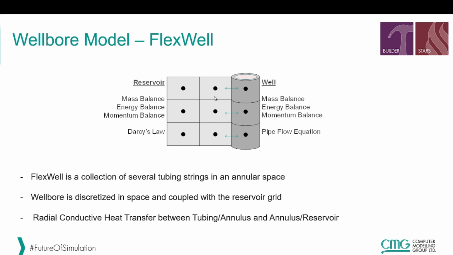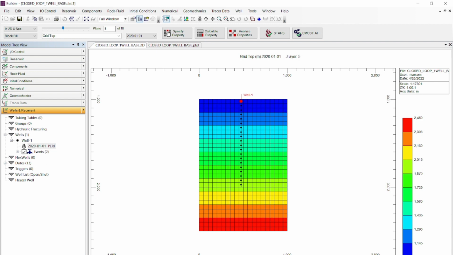Additionally, the radial conductive heat transfer from the well into the reservoir is accounted for, with the heat transfer from the tubing to the annulus, and then the heat transfer from annulus to reservoir, with the heat transfer coefficient being a function of the thermal parameters of the different tubing strings and annular space. I'm going to show this in a demo. So let's have a look at this demo now.